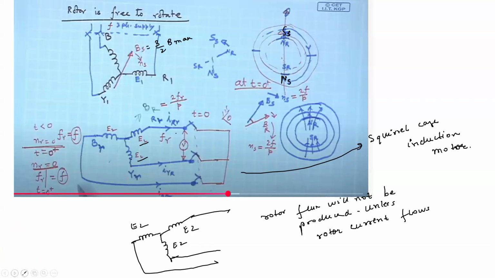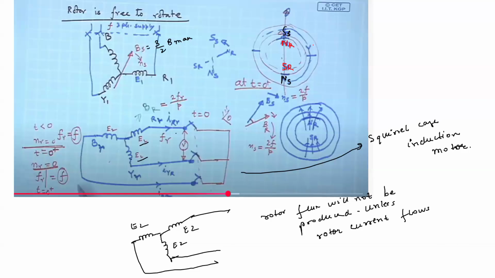So here, as I was saying, this is the case of a squirrel cage induction motor, where you have your rotor winding short circuited. So what will happen because of this? There will be rotor current. Because of this current flowing in the rotor windings, there will be a rotor MMF. That rotor MMF will also have north and south poles. So this north pole will try to attach to the south pole, and this south pole of the rotor will try to attach to the north pole of the stator.